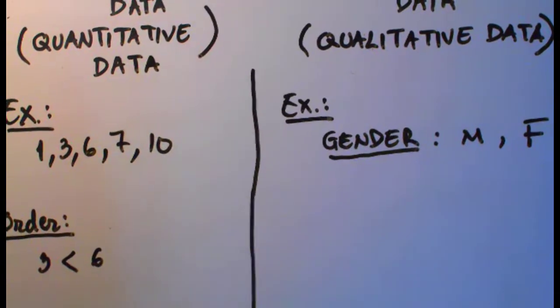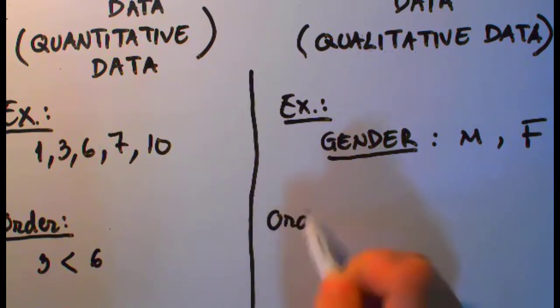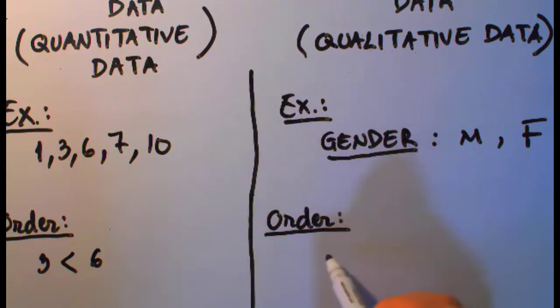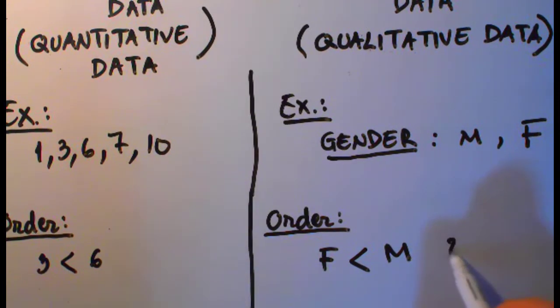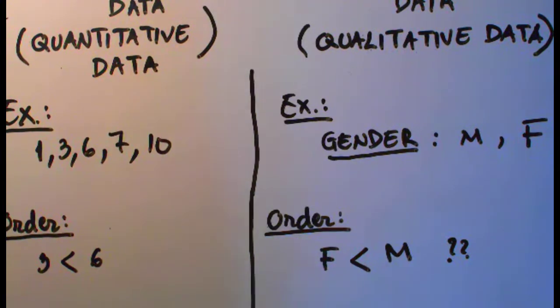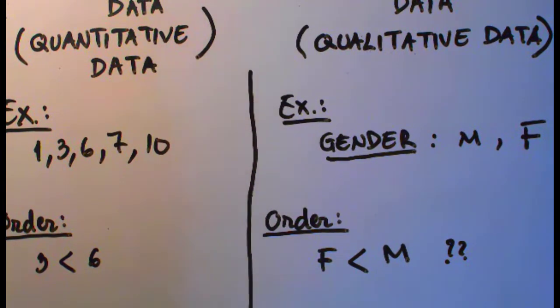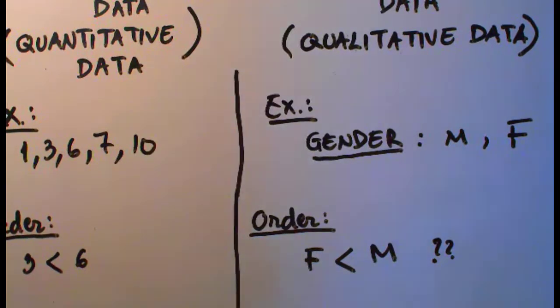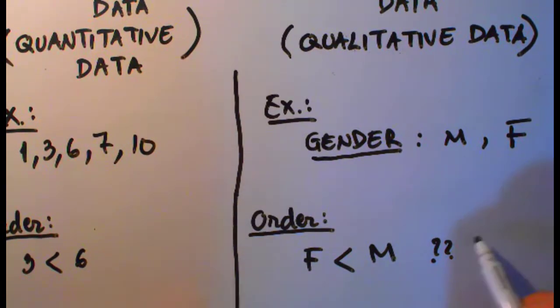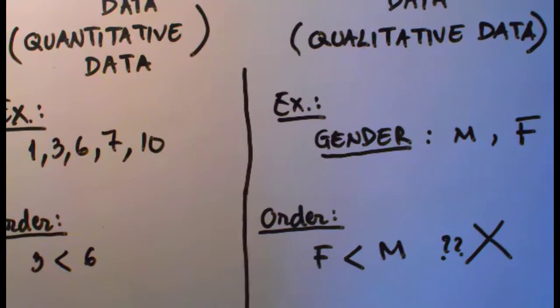But on the other hand, for qualitative or categorical data, think about a similar scenario. Can we put female being smaller than male? It makes no sense as a comparison. Female is less than male in which sense? Body size, brain size, weight, or what? So my point here is that categorical data does not have ordering. We cannot put data values in order.